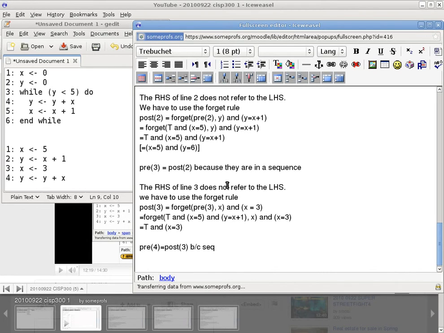Wait a second. Did you forget the y equals x plus 1? No, I did not forget it. Well, yes, I forgot it, because that's the point of the forget operation. Oh, right, because I'm trying to forget all the components that mention x. x equals 5 mentions x, and y equals x plus 1 also mentions x. So that's why I have to toss it.